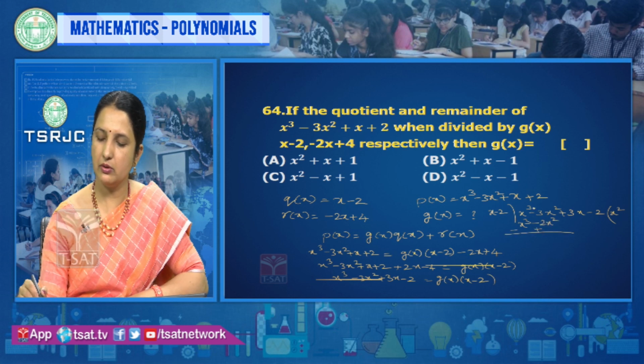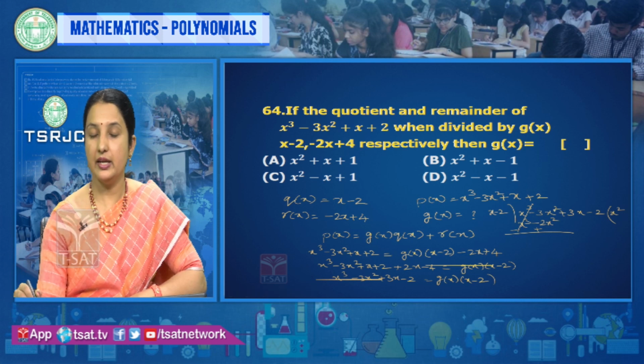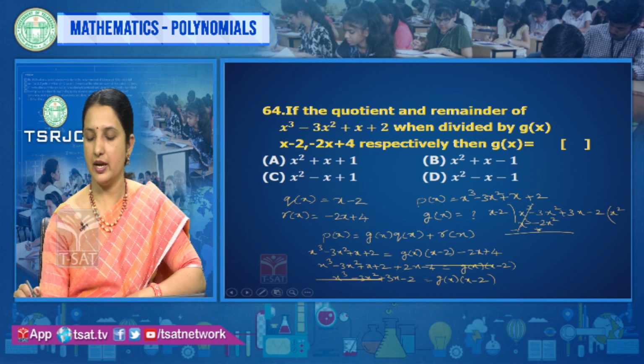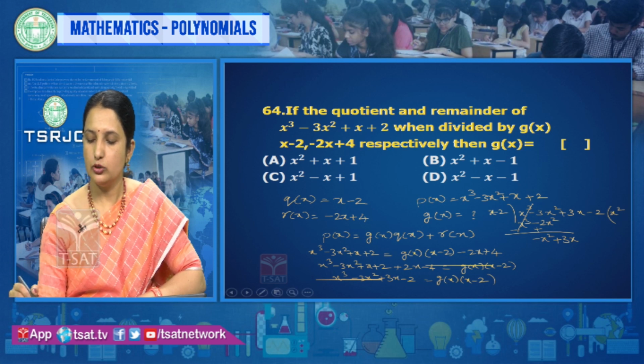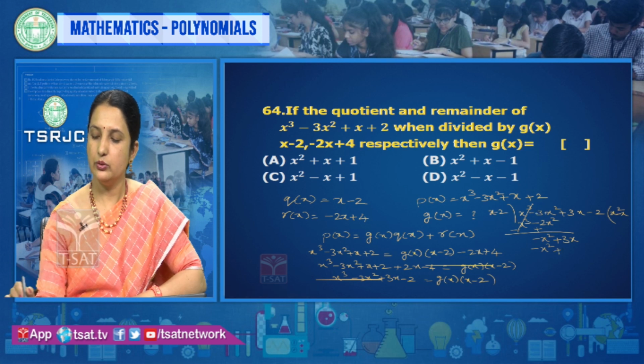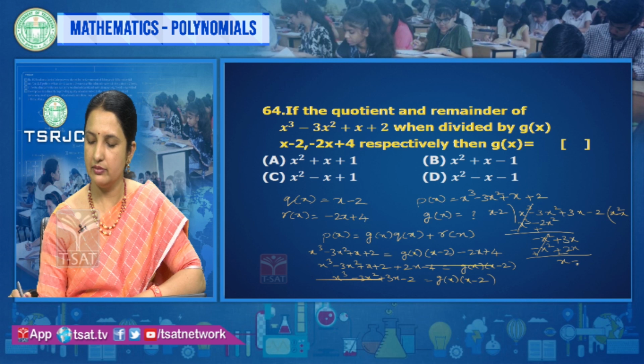Then subtraction, so the symbols should be changed. Minus 3x square plus 2x square is what? Minus x square. Then take down 3x. Next, x should be multiplied by minus x, we get minus x square, plus into minus, minus x into x is x square, minus into minus, plus 2 into x is 2x. The symbol should be changed. 3x minus 2x is x. Then what is left over? Minus 2.